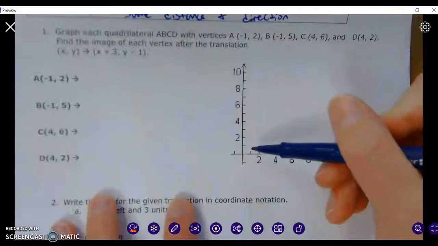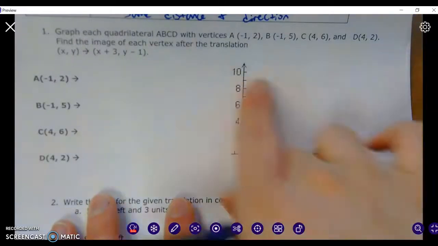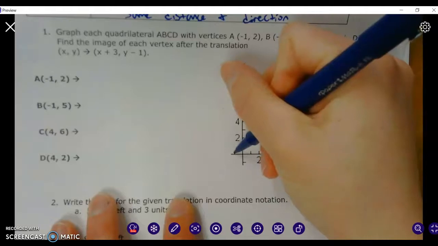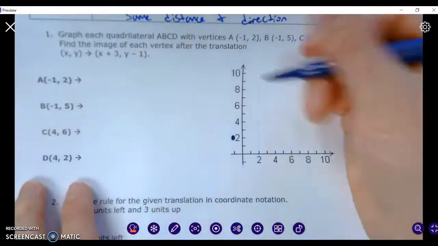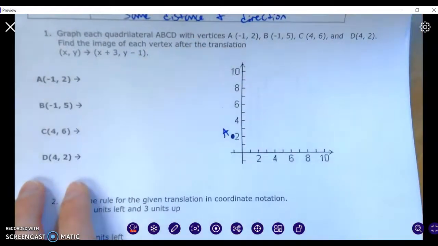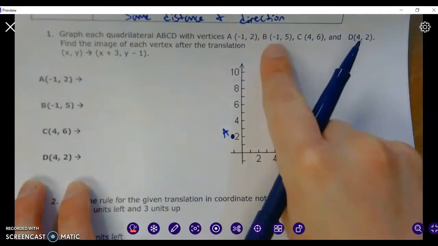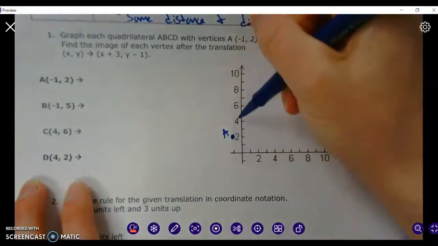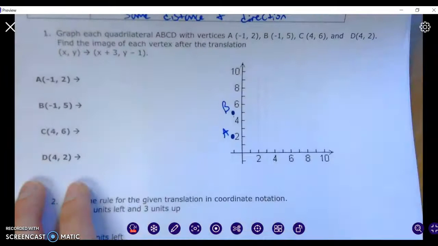So remember when we plot points, we go over and then up or down. So if we have -1, we go left 1, and then that 2 will be up 2. And then I'm going to label that with A. Okay, B is at -1, 5. So you're going to go left 1 and up 5. And then label it B.